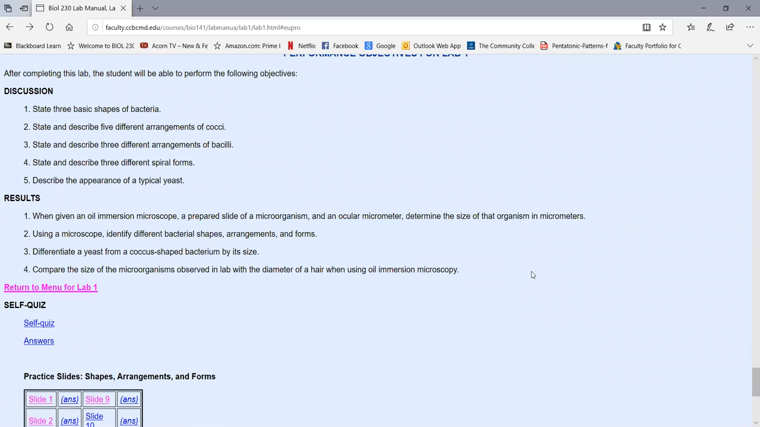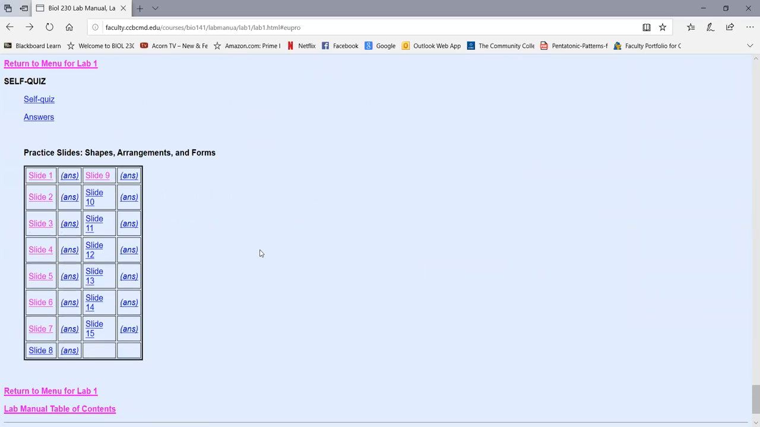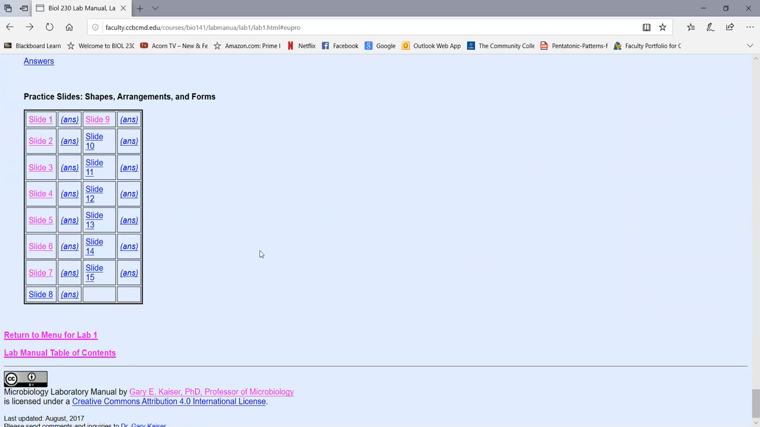And of course, don't forget to write out and answer your objectives and learn those for the first lab quiz. You can do the self-quiz to practice. And remember, I've given you this table here at the end with 15 different slides to look at to practice recognizing shapes, arrangements, and forms. So you want to actually go through all of that and get it down before you come to lab.